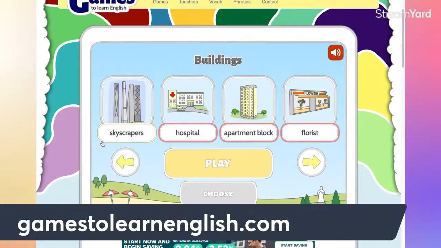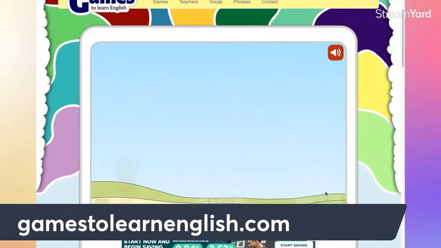So skyscrapers. Practice saying your word. Skyscrapers. Hospital. Apartment block. Florist. So make sure you look at the picture to really understand what that word means and practice saying those words. Then you can pick play.